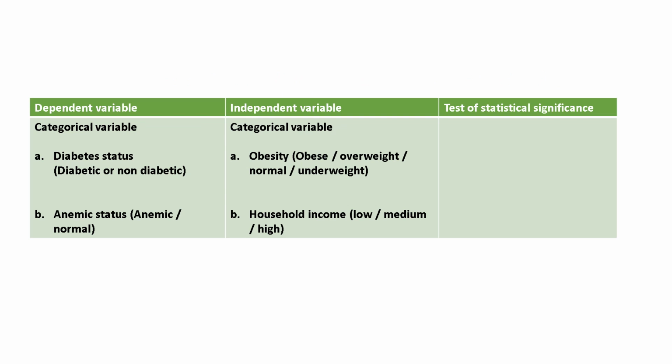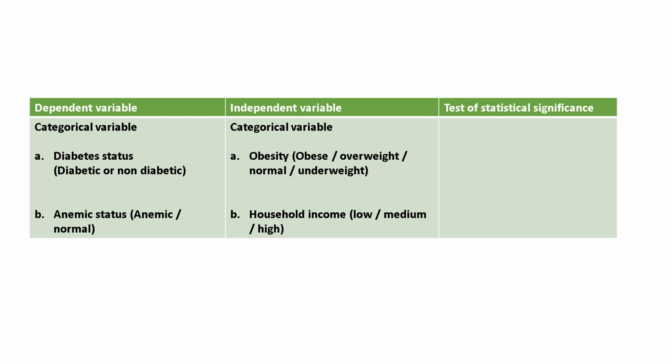Okay, so this is a scenario. The dependent variable is categorical and the independent variable is also categorical. Examples of dependent variables are diabetes status, like diabetic or non-diabetic, and anemic status, such as anemic and normal. So the dependent variable is categorical.